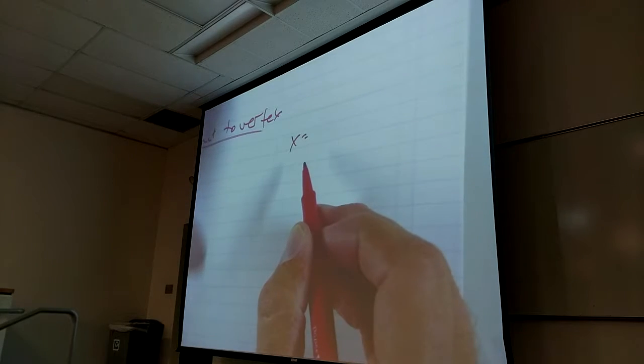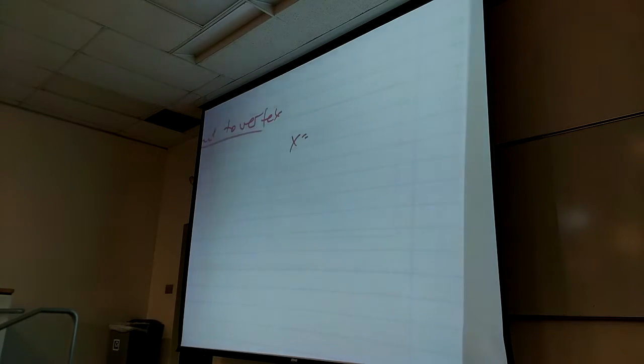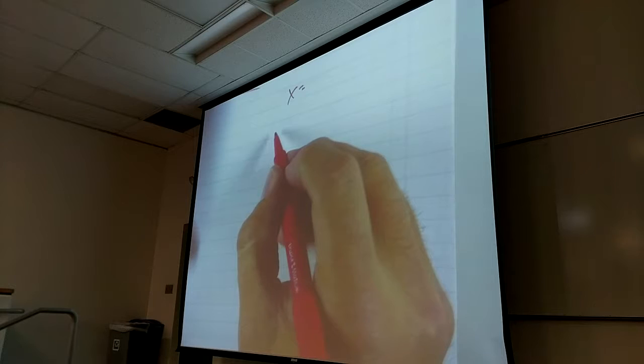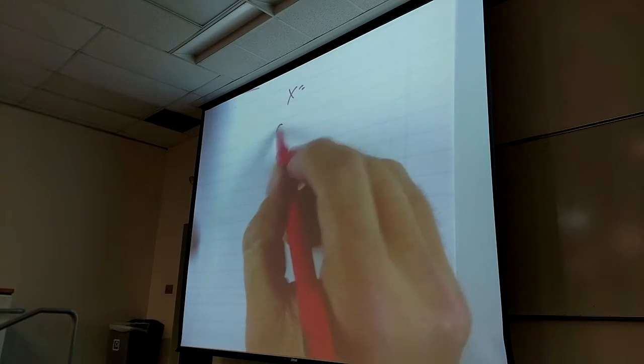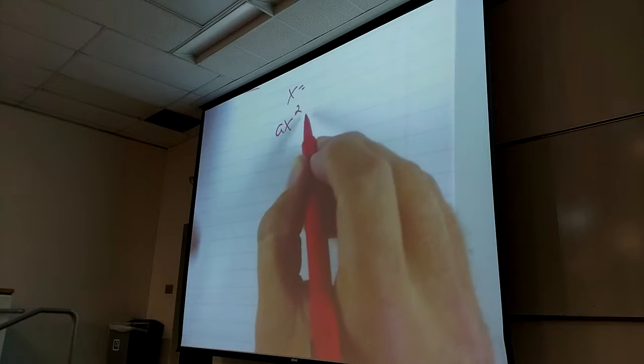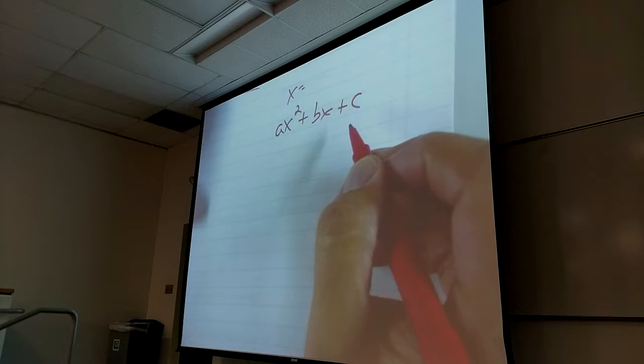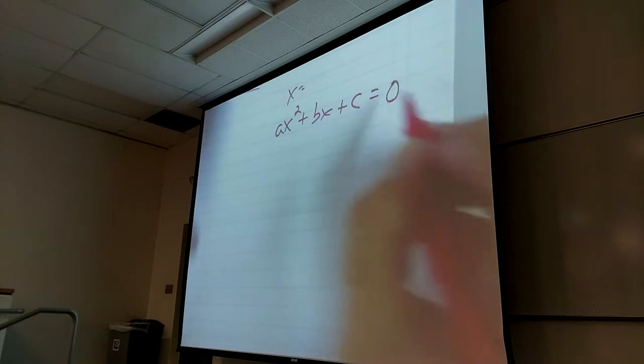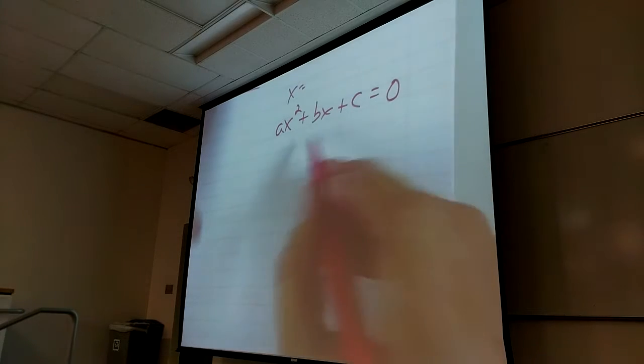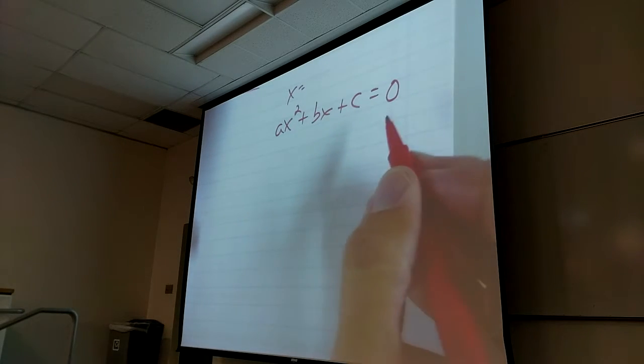If the vertex is always the thing in the middle of the intercepts, what is it that always gets me the intercepts of a quadratic? Whose job is it to get me the x-intercepts of a quadratic equation? So what's a quadratic equation look like? Somebody help me out. Ax squared plus bx plus c. If I want to find this guy's x-intercepts, I set it equal to 0. So what solves this? Quadratic formula.